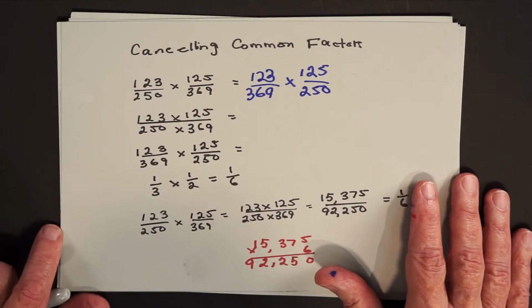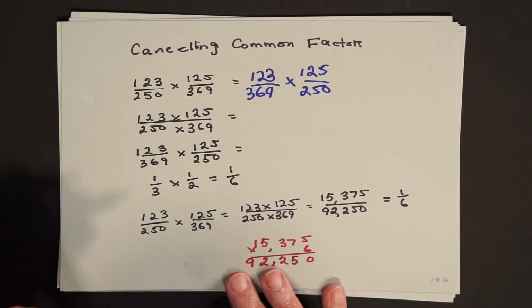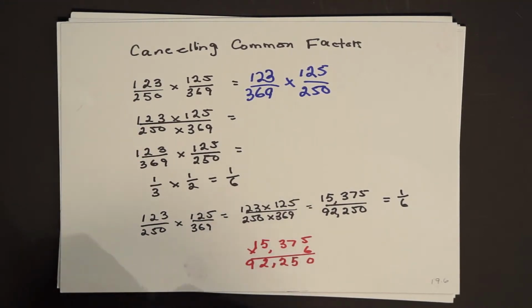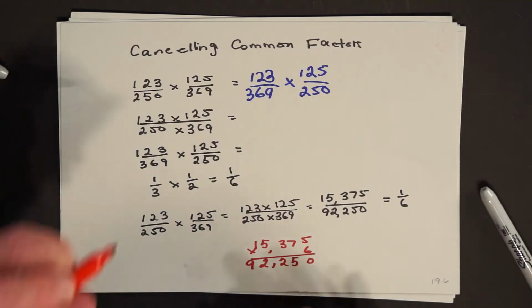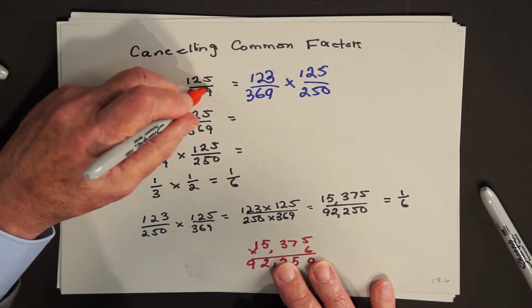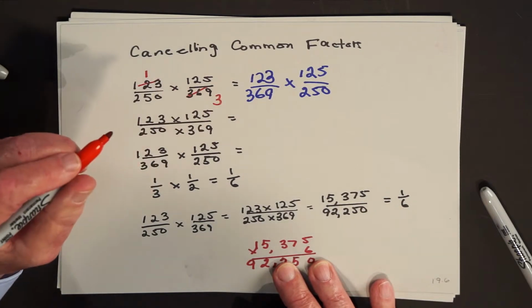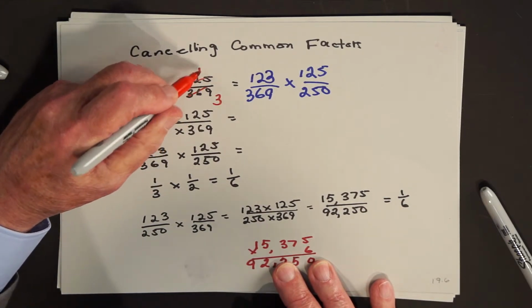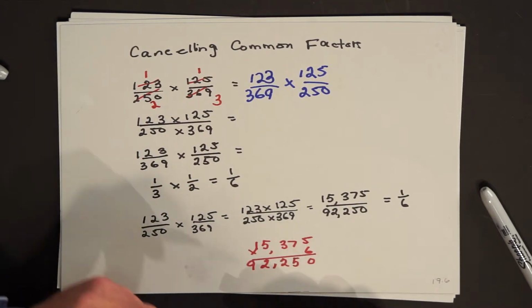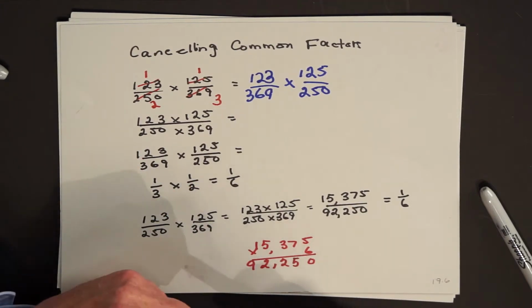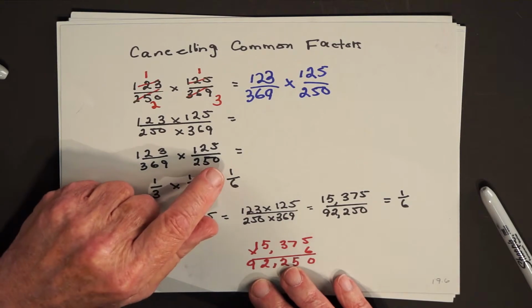Now, the reason I bring this up is that this leads to the mechanical step of students canceling common factors. Students will be taught sometimes to say, look, instead of multiplying this whole thing out, make the observation that 123 goes into 369 3 times, and make the observation that 125 goes into 250 twice, and now the answer is 1/6 right away. Students don't understand that. They'll do it.